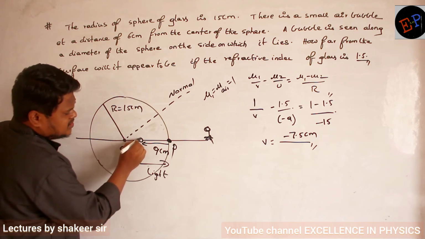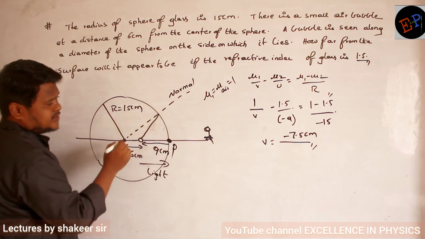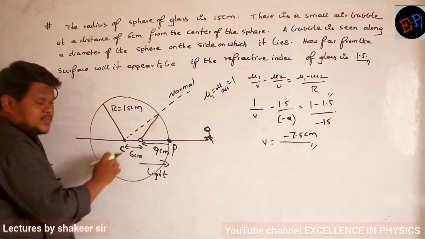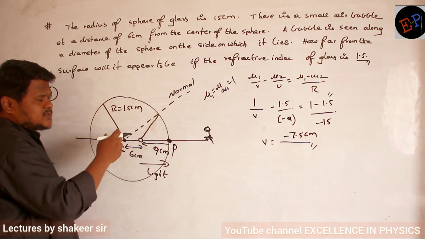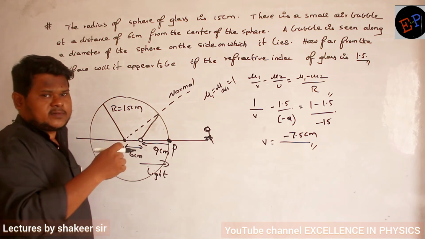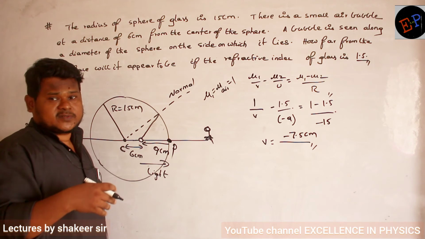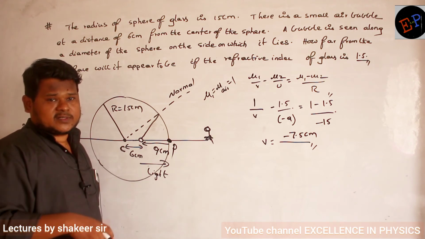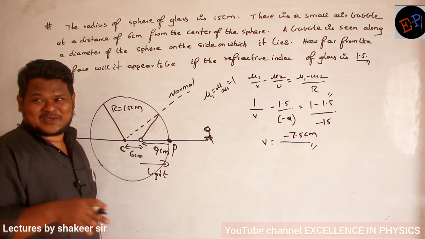So light is traveling from the object and falling here. Now light is entering from which medium to which medium? Denser medium to rarer medium. So what happens to the speed of light? Increases. What happens to the wavelength of light? Wavelength of light increases. What happens to the frequency of light? Frequency of the light doesn't change. What happens to the color of light? Color also doesn't change because frequency is not changing.